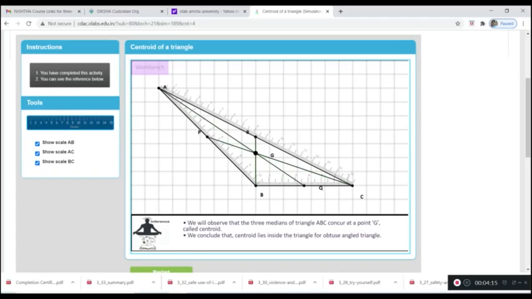So here also you observe that the three medians of an obtuse triangle are concurrent, and their concurrent point is G here, and G is known as the centroid of the triangle.